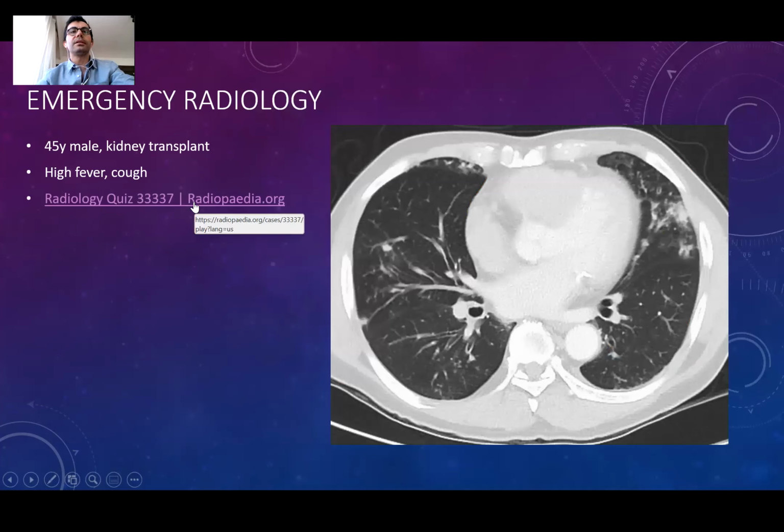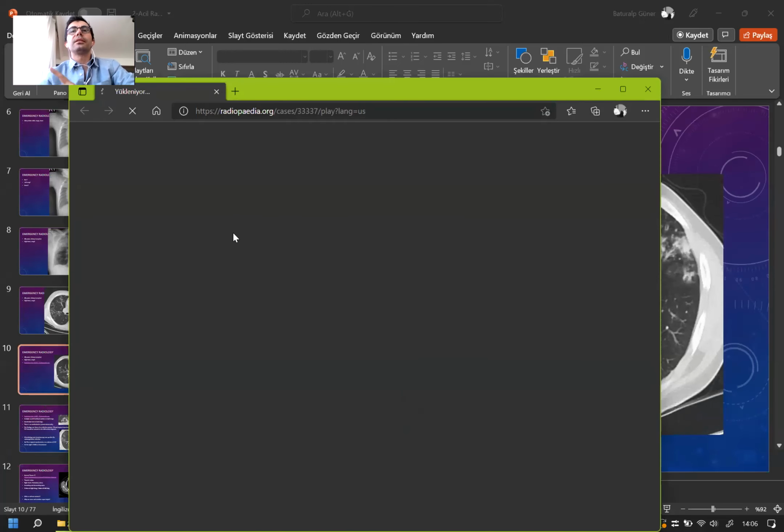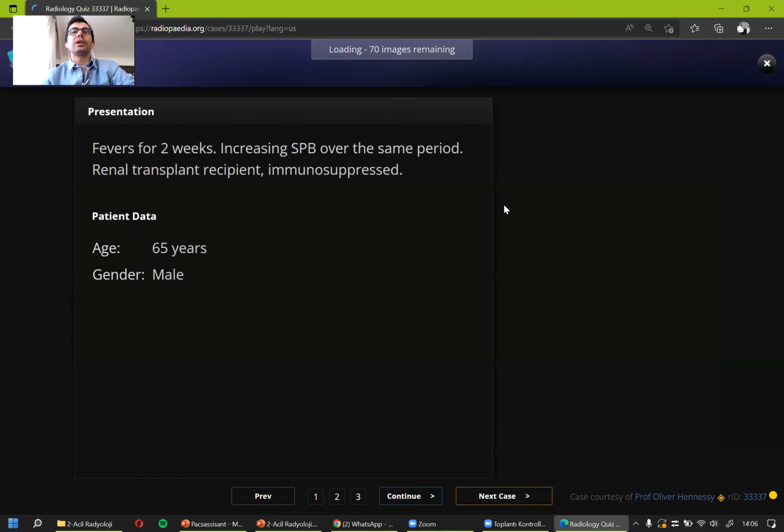Okay, we are seeing a CT scan. I'm taking the lead now. I can give you the link from the chat window, and we can do this interactively as well.